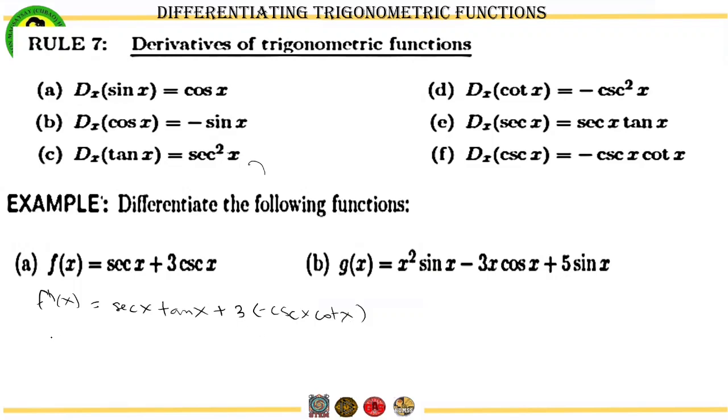Okay, so we will simplify. So secant x tangent x, then 3 times negative cosecant x cotangent x is negative 3 cosecant x cotangent x. Okay, clear? Questions? So that is the derivative of secant x plus 3 cosecant x.